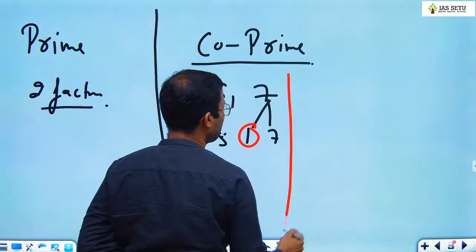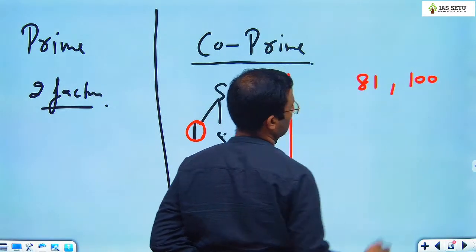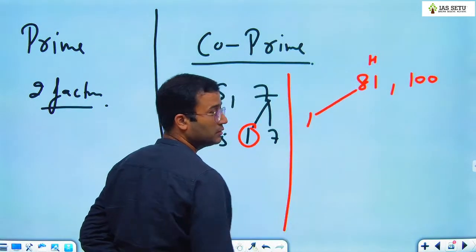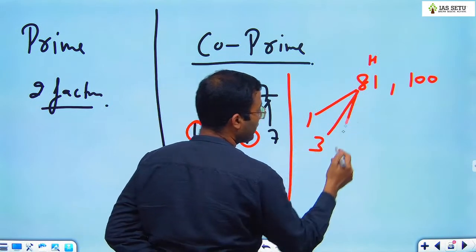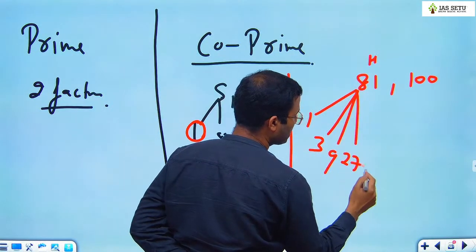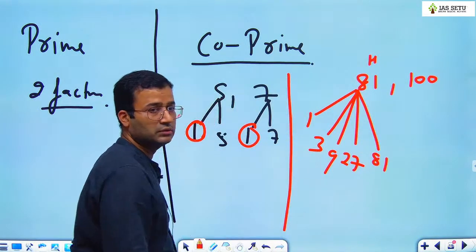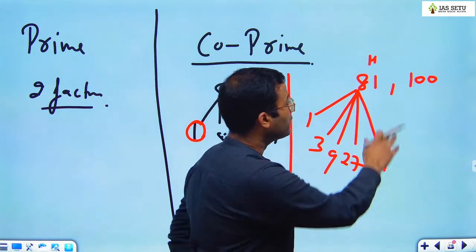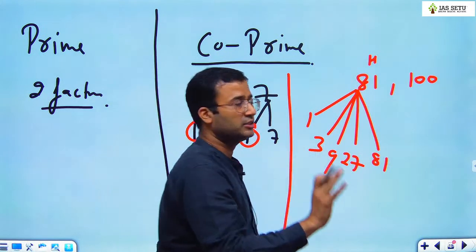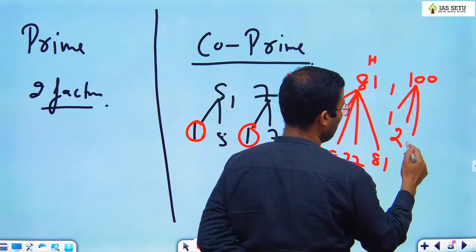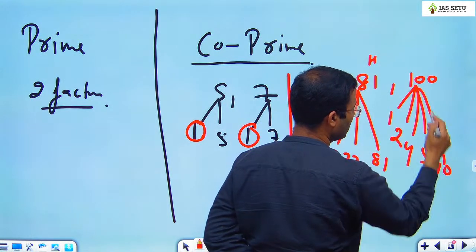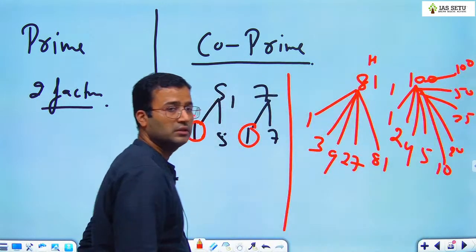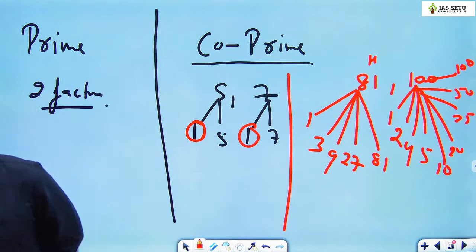But it can be a couple like 81 and 100. 81 is like the husband, having a relationship with 1, with 3, with 9, with 27, with 81 also. Factors like relations. So these are the relations of this husband. Then the wife says no problem. See my relationship with 1, with 2, with 4, with 5, with 10, with 20, with 25, with 50, with 100. So in a prime there is a restriction on factors.